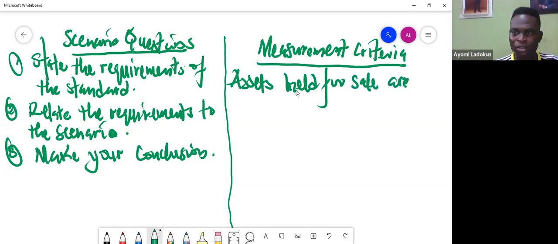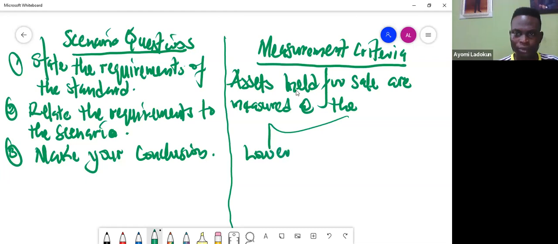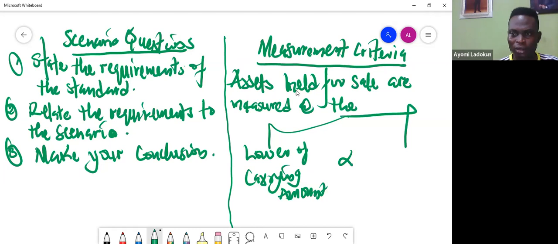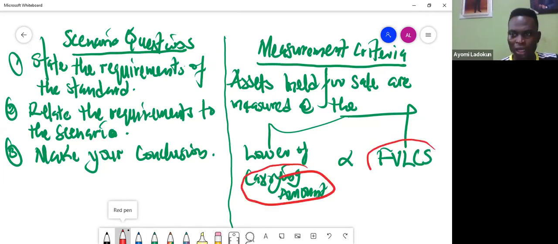Assets held for sale are measured at the lower of carrying amount and fair value less cost to sell, all right? So I'm going to take a look at the carrying amount of that asset. I also look at the fair value less cost of sale. So whichever is lower, that is what I'll use to recognize the asset.